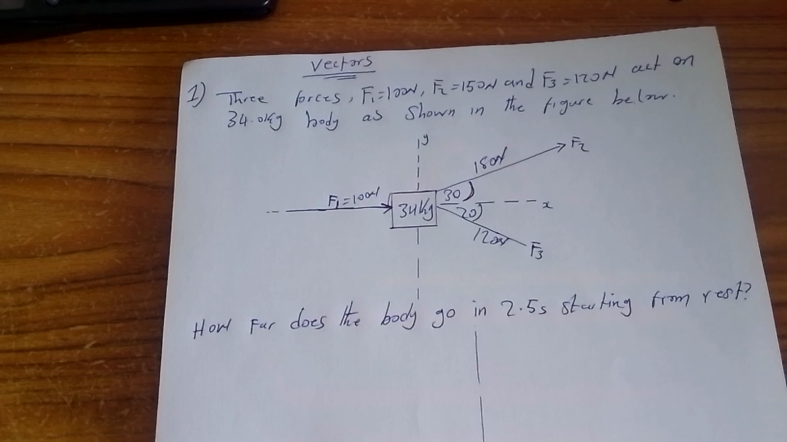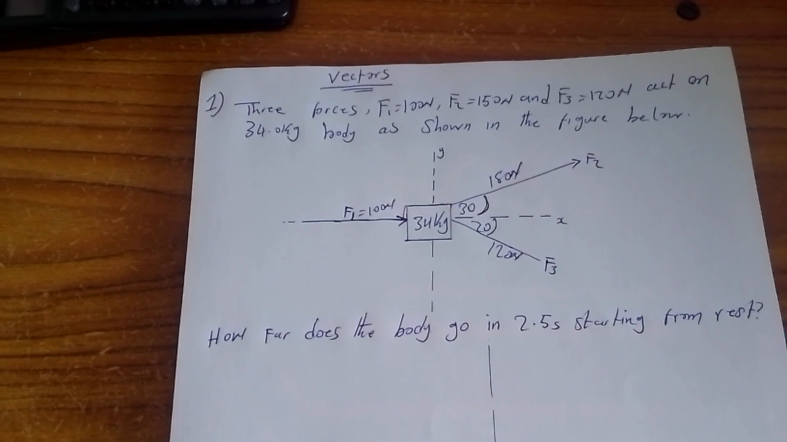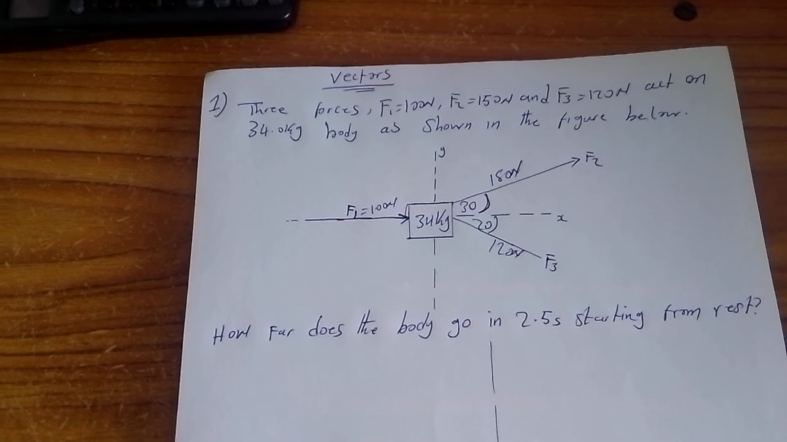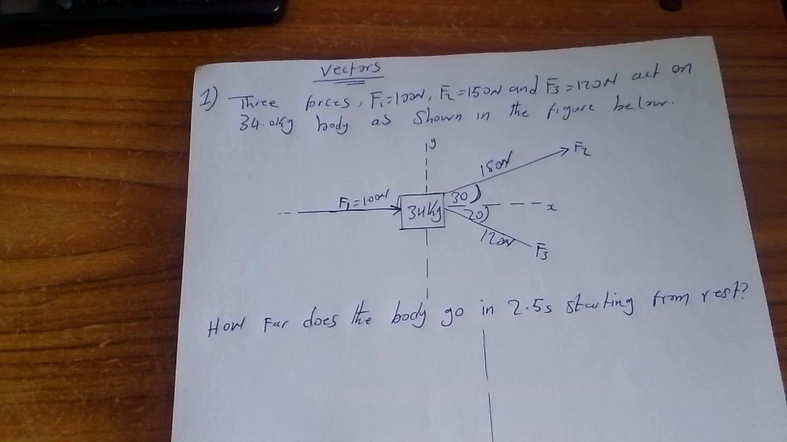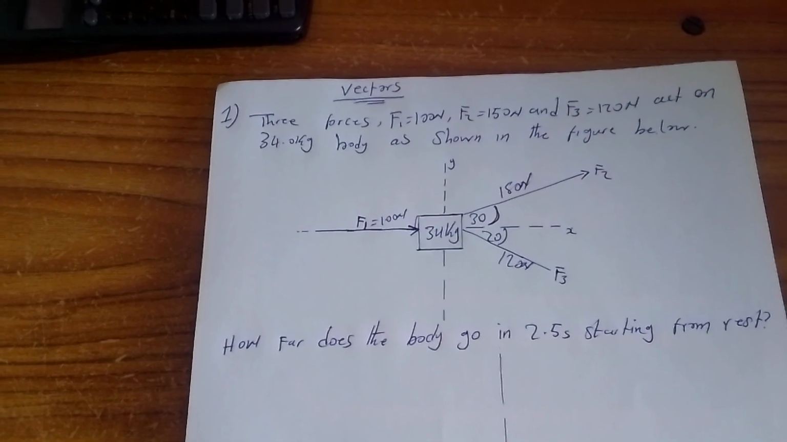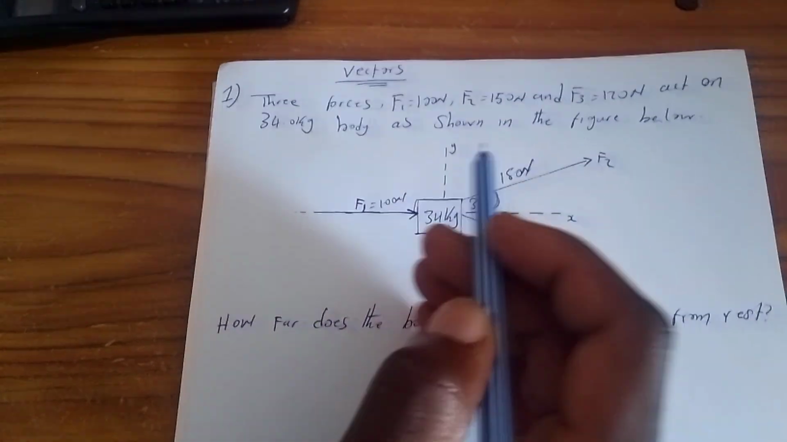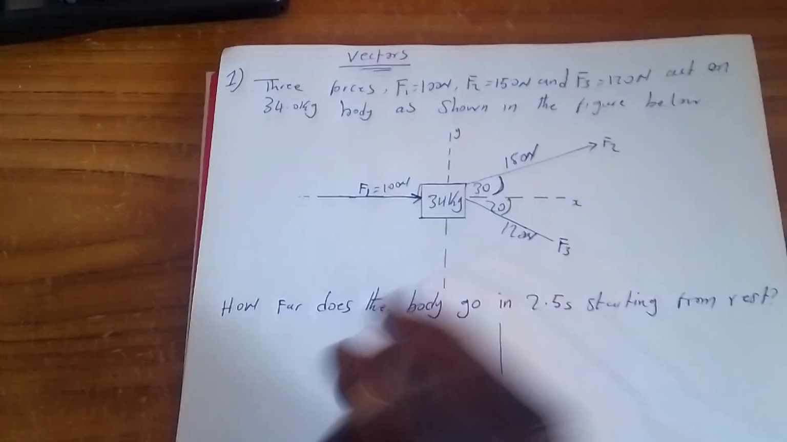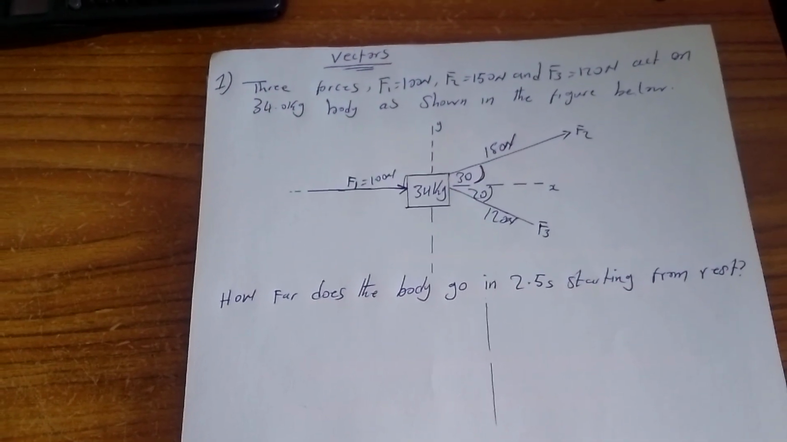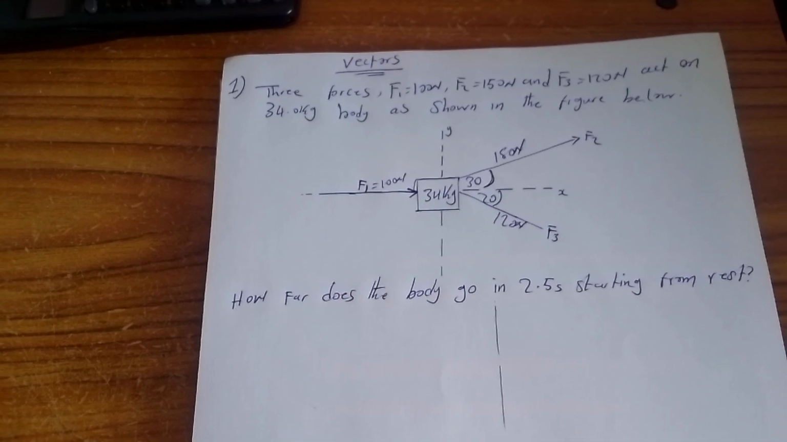So in today's video we'll be looking at vectors. The question under consideration states three forces: force 1, which is 100 newtons, force 2, which is 150 newtons, and force 3, which is 120 newtons, act on a 30 kg body as shown in the figure below. So the forces are 1, 2 and 3. They want us to find the distance. So how far does the body go in 2.5 seconds starting from rest? So it started from rest.